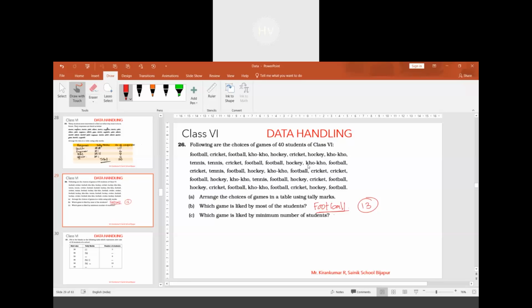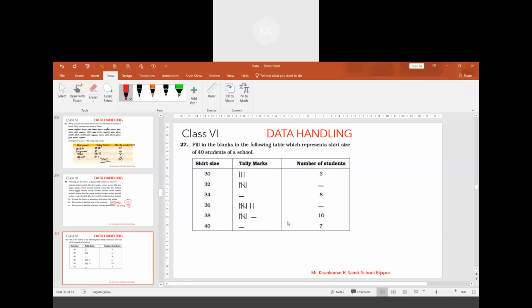Kho-kho. When we identify the minimum, it is 3. Tennis has only 4. If you count the number of students liking hockey, there are 8. Kho-kho there are 6. Cricket there are 9. You actually do it, it's not very difficult. Okay, let's move on to the next question.